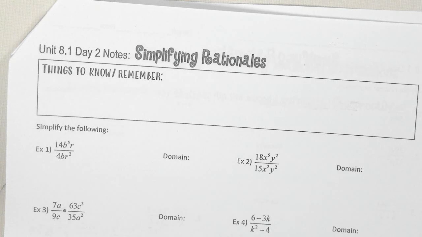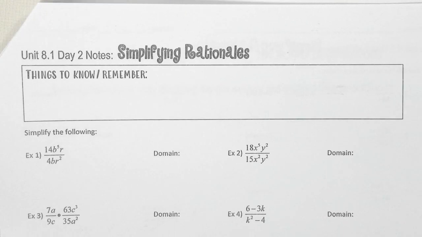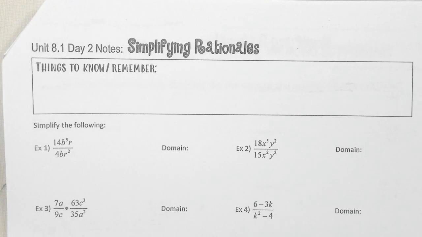Okay, so we are doing simplifying rationals. Rationals really all just means that we're dealing with fractions that have letters on the top and the bottom. Yes? Okay, so the first couple in our notes are pretty normal. It's not something we haven't done before.